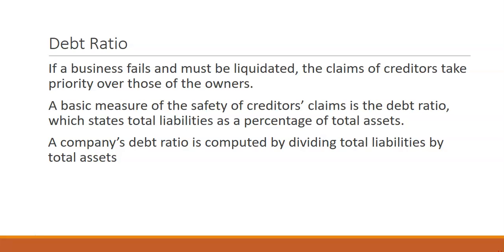The debt ratio looks at how much debt we have compared to our total assets. This is a measure of our ability to pay our debts. So this looks at our total liabilities to total assets. We take total liabilities divided by total assets to calculate the debt ratio.